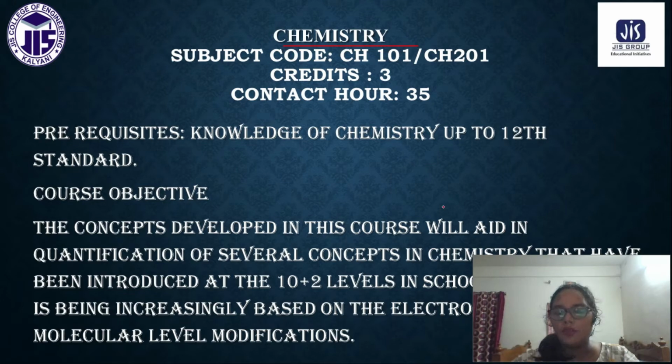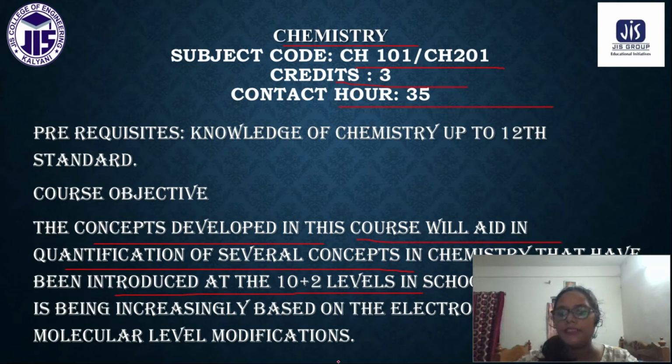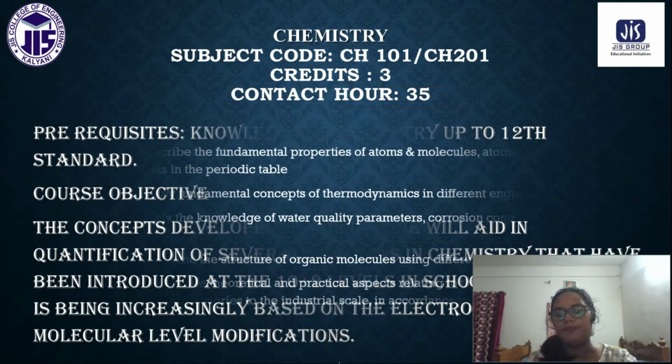objectives of our course. The name of the subject is chemistry. The subject code is CH101 or 201. The credit is 3 and contact hour is 35. So, the concepts developed in this course will aid in quantification of several concepts in chemistry that you have been introduced to at the 10+2 level in school. Technology is being increasingly based on the electronic, based on atomic and molecular level modification.